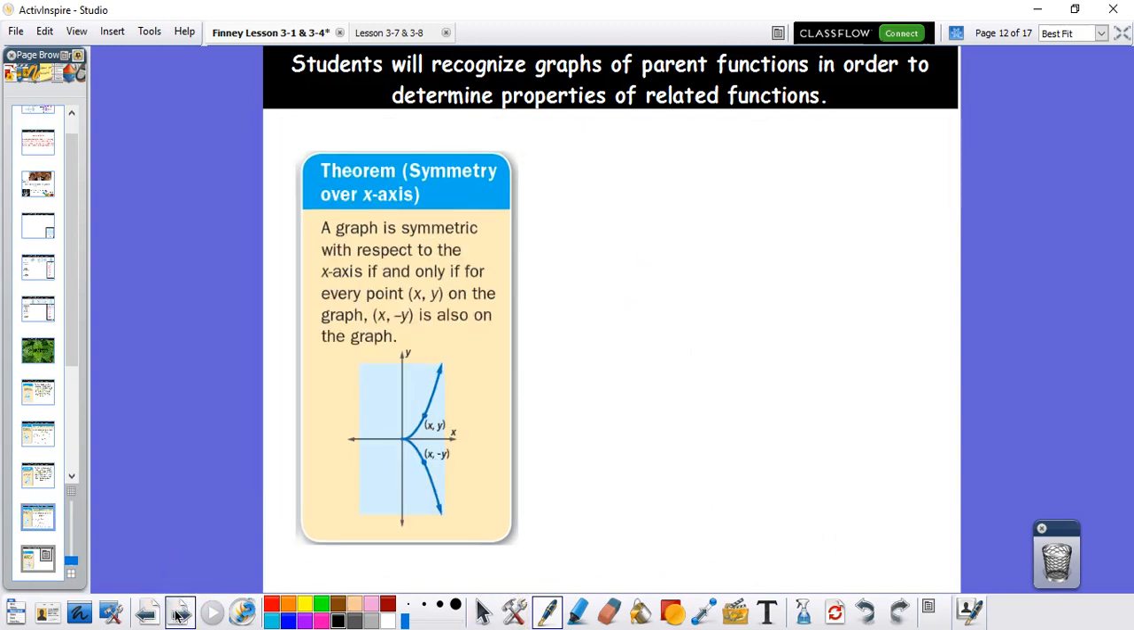Now there's another type of symmetry, but this isn't for functions. And that symmetry would be if it is symmetric to the x-axis. So if something's symmetric to the x-axis, then it just means that the y's are opposites.